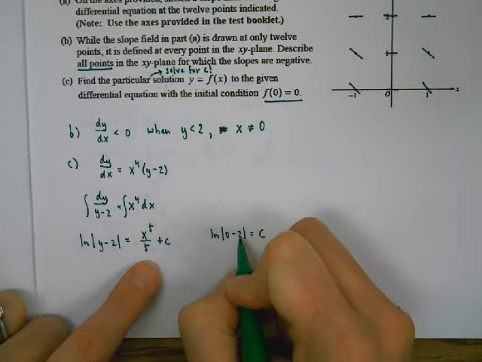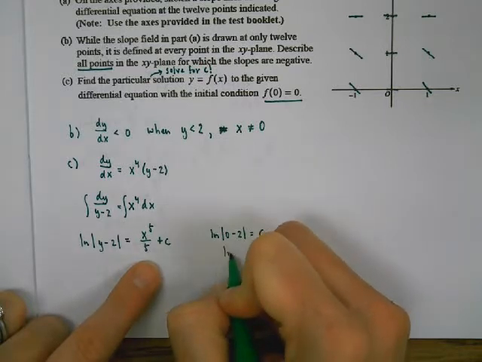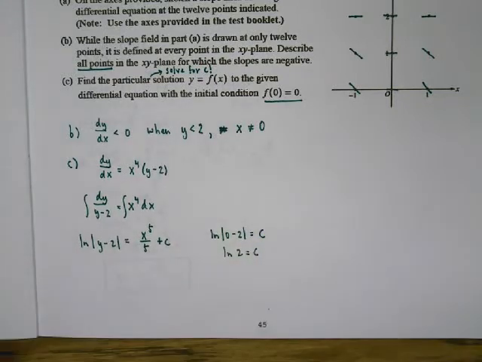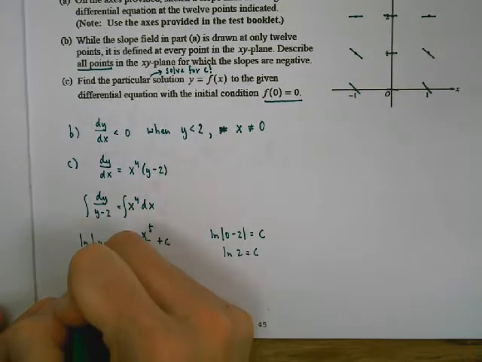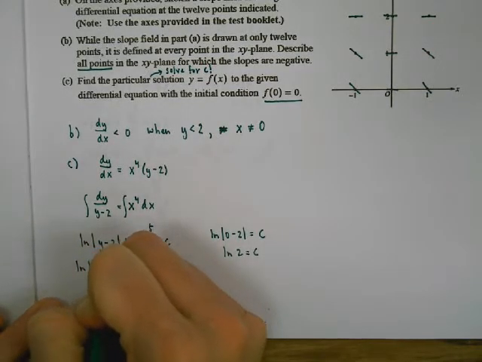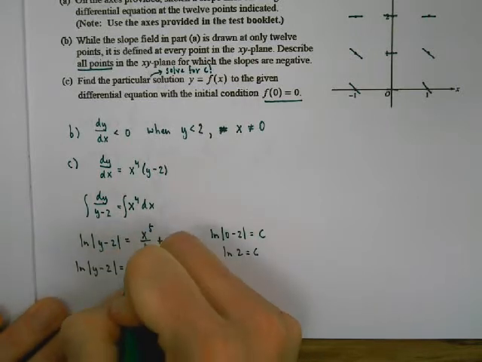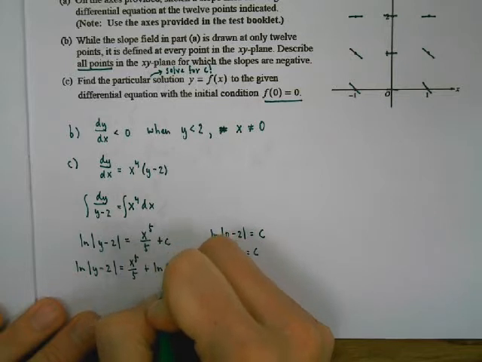So 0 minus 2 is a negative 2, but I have the absolute value, so my c is going to be natural log of 2. So back to my equation. I'm copying everything down, but I'm plugging in my c, plus the natural log of 2.